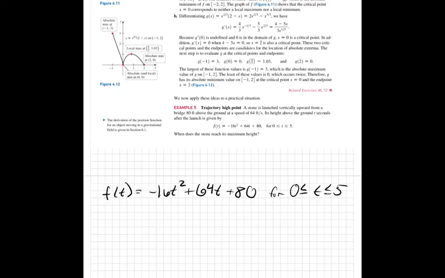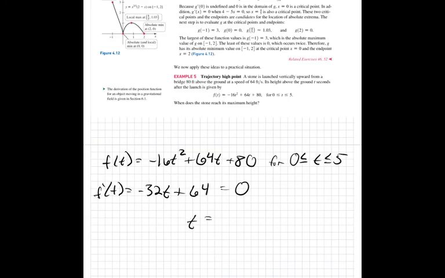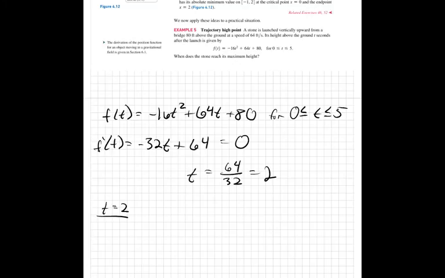Okay, so if we consider f prime of t, take the derivative: 16 times 2 is negative 32t plus 64, right? We want to set this to 0. If we set it to 0 and solve, subtract and divide, t equals 64 divided by 32, just 2. So that's a critical number, and we want to also test our endpoints. So when t is 2, we want to consider f of 2, so we plug that in: negative 16 times 2 squared plus 64 times 2 plus 80.